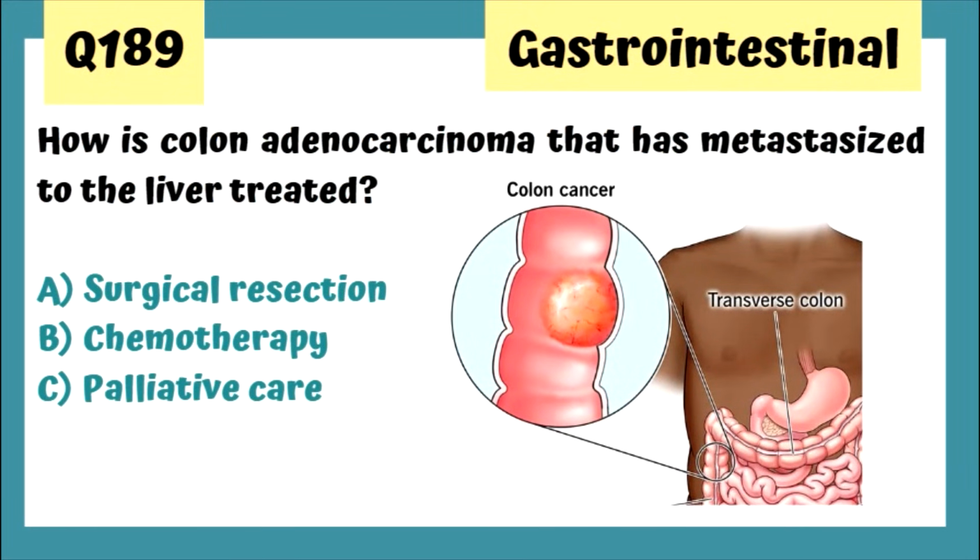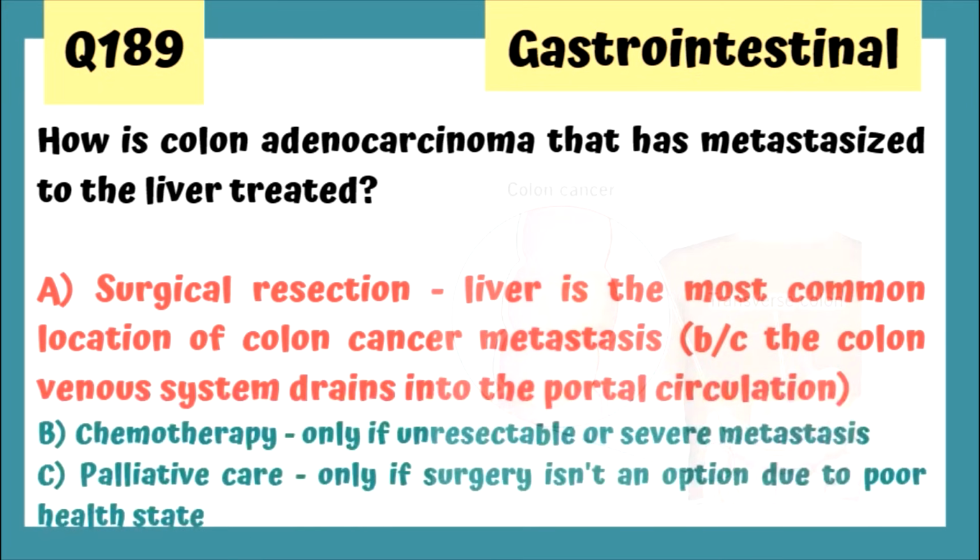So it's metastasized to the liver. What do you do? Answer is just surgery. No chemo, just surgery. Liver is the most common location of colon cancer metastasis because the colon venous system drains directly into the portal circulation. We just go with surgery, not chemo.